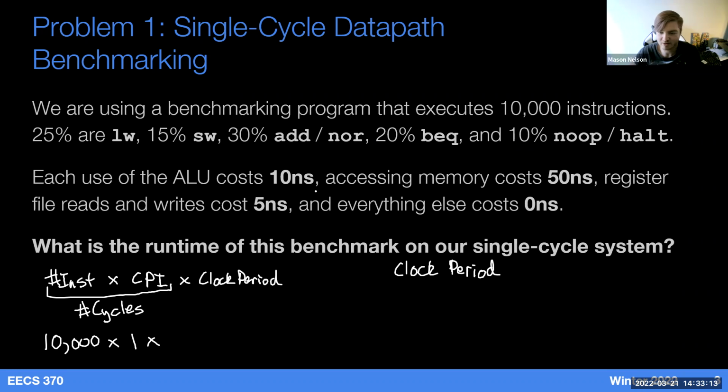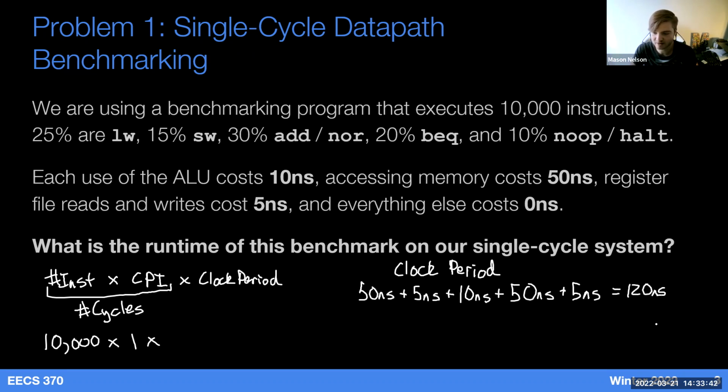So an LW is first going to read instruction memory. And so we have a 50 nanosecond delay for that. And then it will read the register file. And here that costs 5 nanoseconds. Then it'll do an address calculation, which costs 10 nanoseconds. Then it'll read from memory again, this time data memory. And then finally, it will write to the register file, which will take an additional 5 nanoseconds here. And summing that up, we get 120 nanoseconds.